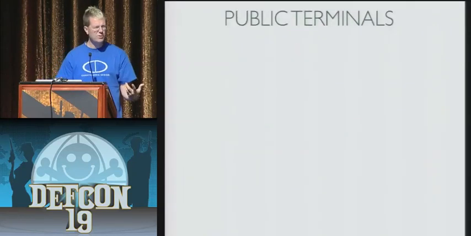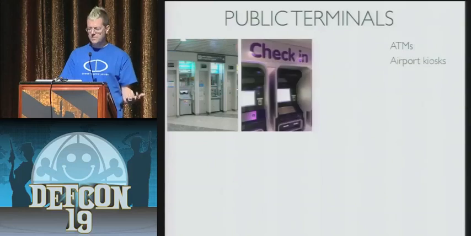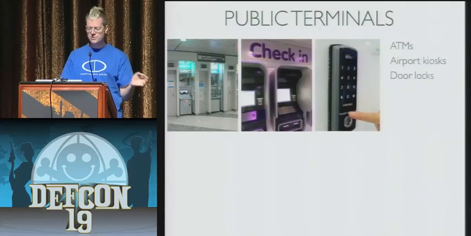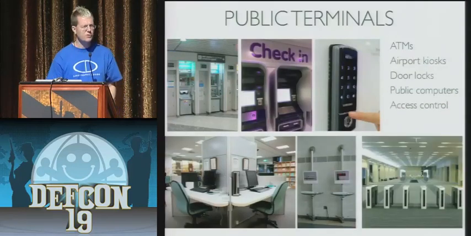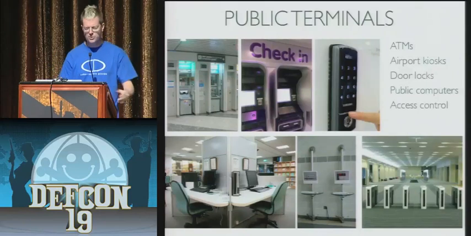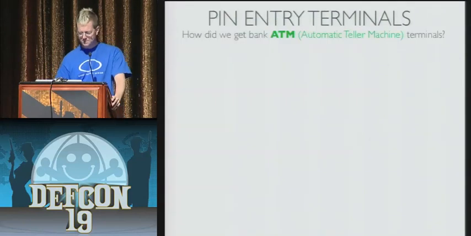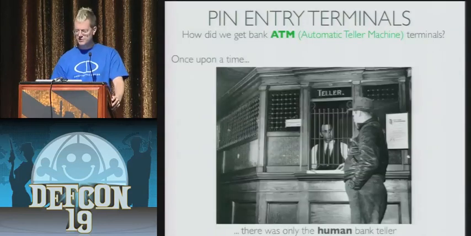So public terminals are everywhere. We see ATMs, airport kiosks, door locks, public computers, and access control for facilities. You probably use one pretty much every day. So let's take a closer look at one of the most common public terminals from a human interface perspective, the ATM. Where did it come from, and why was it designed the way that it is?